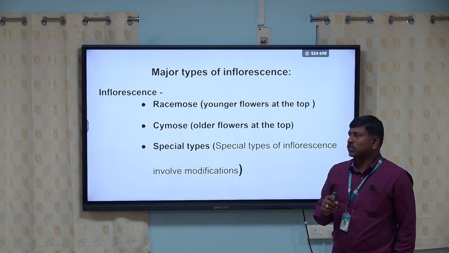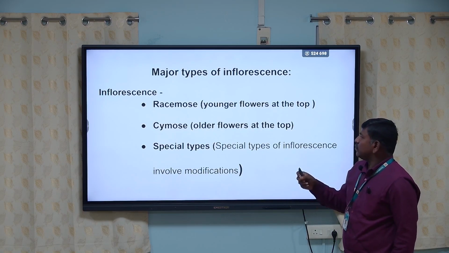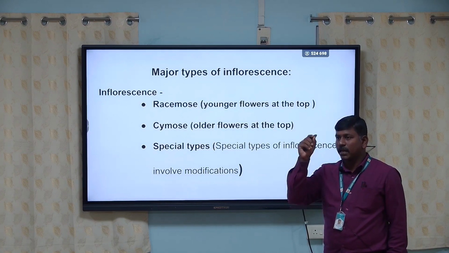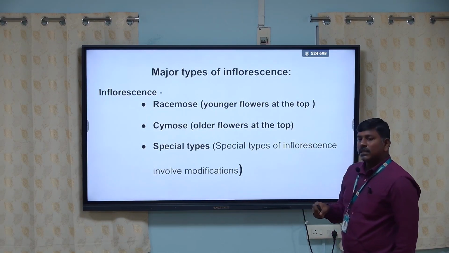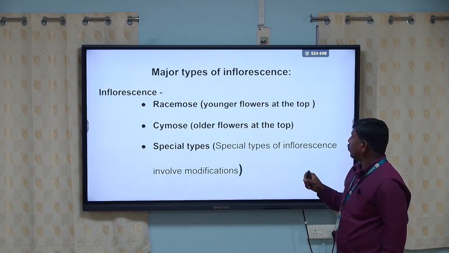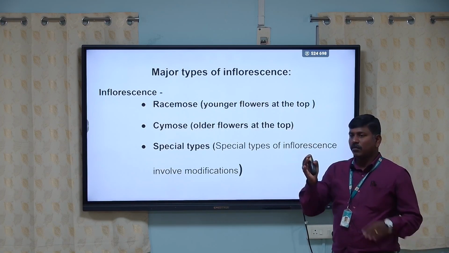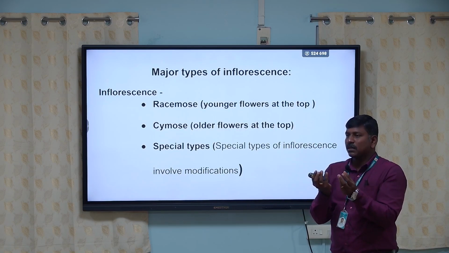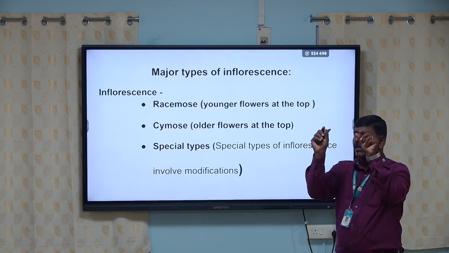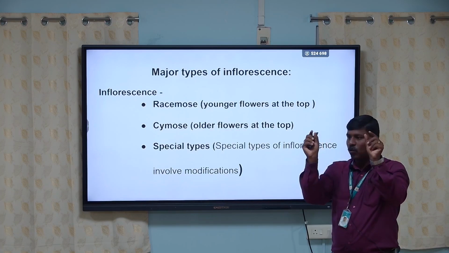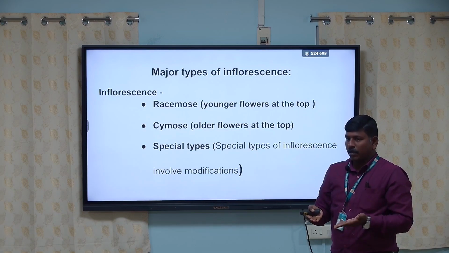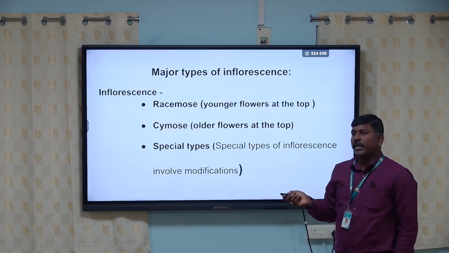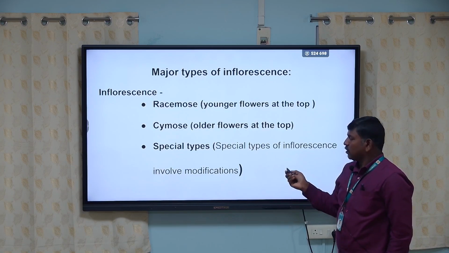What does racemose inflorescence mean? The younger flowers arise in the top region. The second one is the cymose type, where the older flowers arise at the top. In racemose, the younger flowers are at the top, and the older flowers we can see below. Then we have three different types of special inflorescence. I will show you that.